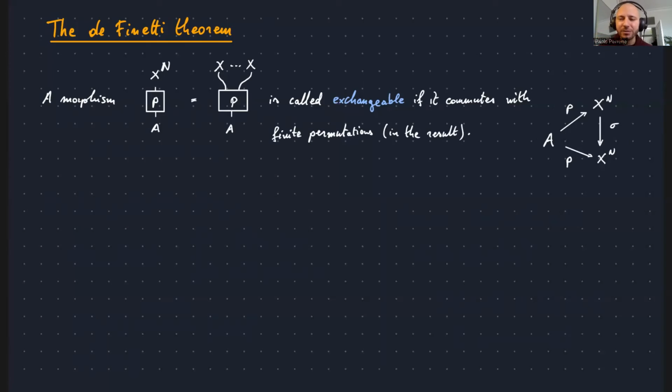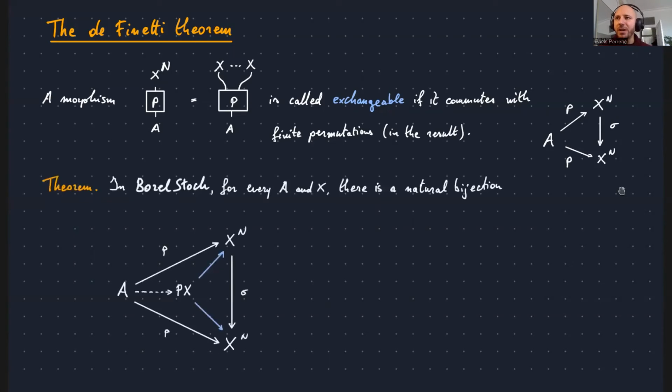Now, what does de Finetti tell you? Well, as category theorists, every time you see a commutative triangle, you might expect a universal one. You might expect a limit. And this is exactly what's going on here. The theorem says that in Borel-Stoch and in other Markov categories that satisfy the same axioms, for every A and X, there is a natural bijection between cones over A, so commutative triangles like this, and arrows into PX making this diagram commute. This is a limit diagram, a universal property. What does this say? There's a bijection between exchangeable sequences and random elements of PX.